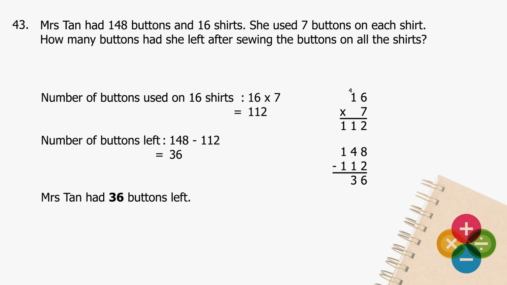The number of buttons used on 16 shirts will be, multiply 16 by 7, and the product is 112. The number of buttons left will be, subtract 112 from 148, and the difference is 36. Mrs. Tan had 36 buttons left.